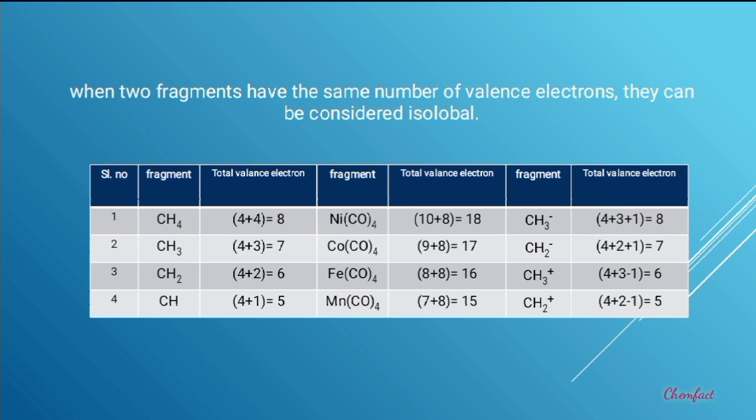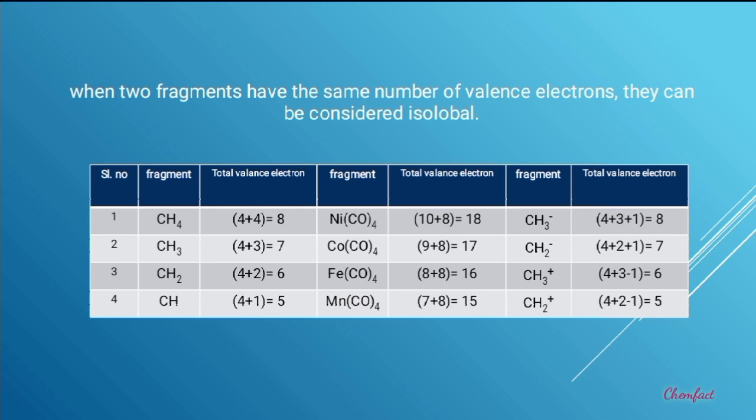In the nickel complex, nickel has 10 valence electrons and each CO ligand gives 2. So there are 4 CO ligands, so as a whole it has 8 electrons, and the total valence electrons of the nickel complex is 18. Similarly in CH3 minus, carbon has 4 valence electrons, each hydrogen carries 1, and here 3 hydrogens are present, so 3, and 1 is for the negative charge, so it also has 8 electrons. And we can see that CH4 and CH3 minus have 8 electrons, whereas the nickel complex has 18 electrons.